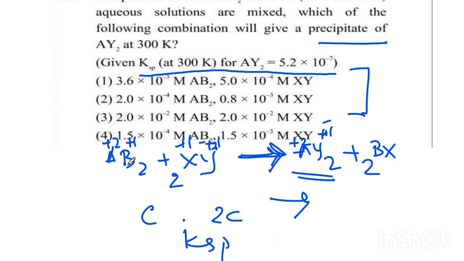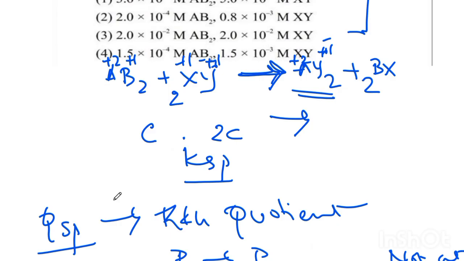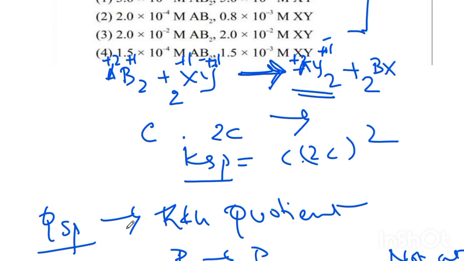So in this case we know that precipitate should be formed. So if precipitate should be formed, then the value of Q should be greater than K. We have the value of K, we have to compare the value of Q, the reaction quotient. So let's try. Also we have here in the reaction AB2 1 mole, therefore C, and it is in 2C form. So KSP will be C into 2C whole square. So let's put the value and see.